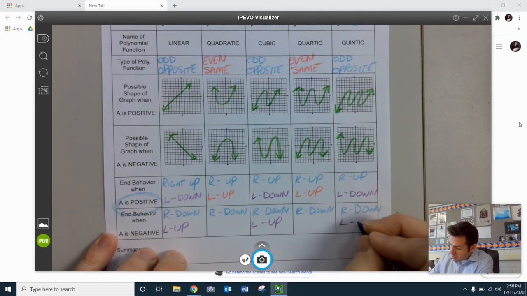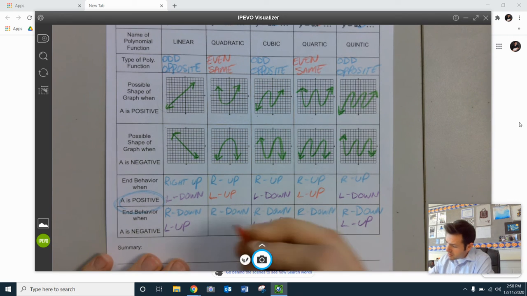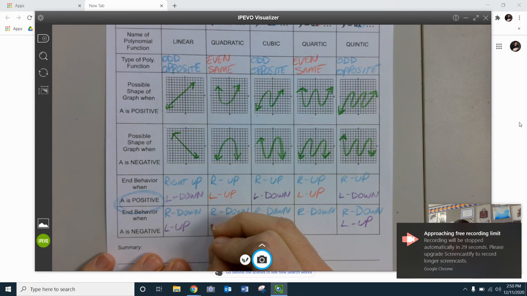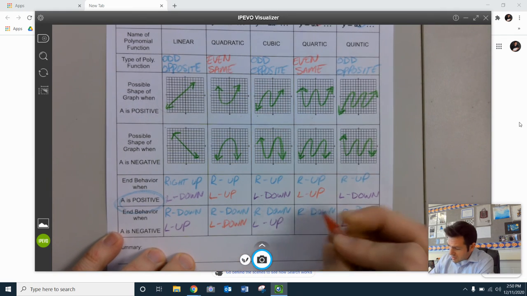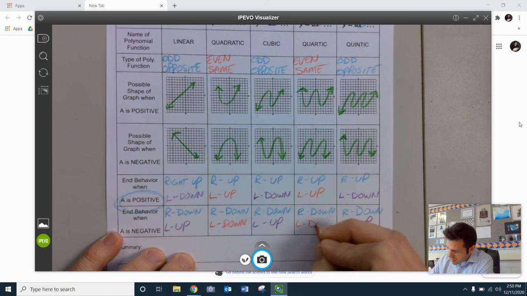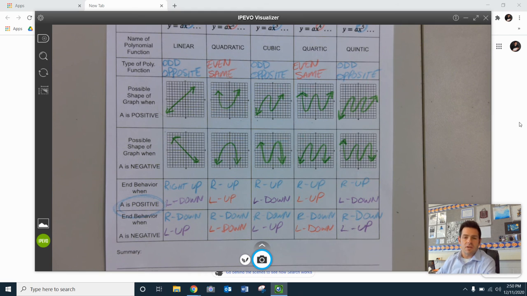That's for our odd numbered polynomials. For our even numbered polynomials, we'd have the same exact thing directionally happening, which means if our right side is going down, our left side would be going down as well. So a lot of information there about our end behaviors based upon what type of polynomial function it is. Is it odd or is it even?